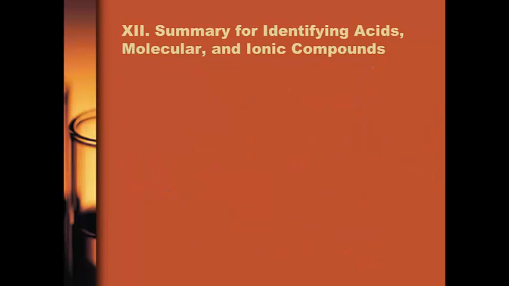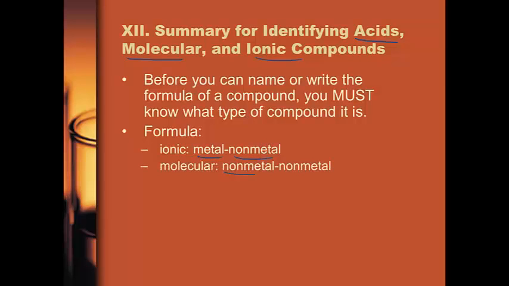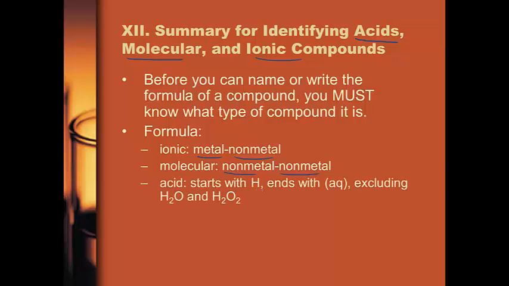Now, before you can name or write formulas, you have to identify whether your compound is an acid, molecular, or ionic compound. So from the formula, how do you know? Well, if it's metal, nonmetal, it's ionic. Molecular must be nonmetal, nonmetal. And acids will start with H and end in (aq), excluding these two compounds. H2O (aq) is just water. H2O2 is hydrogen peroxide dissolved in water. This is not an acid.